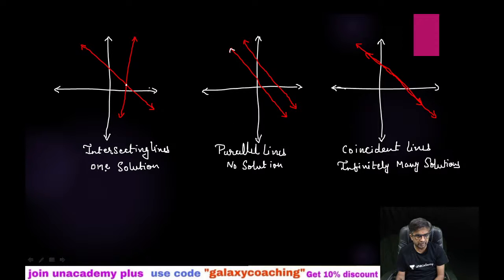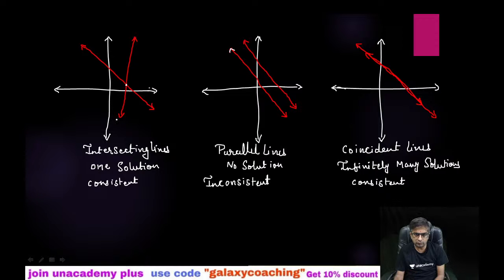Now what about when one solution is there? It means we are getting some answer, so we call this consistent. Here we are not getting any answer, so we call this inconsistent. And here we are getting many answers, but we are getting answers, so we call this consistent. So in these two cases we are getting answers, and here we are not getting an answer.